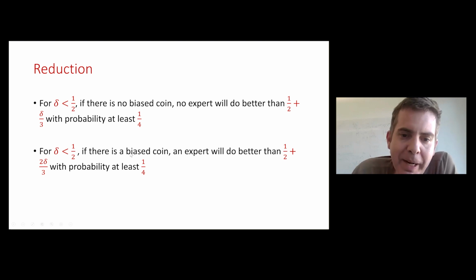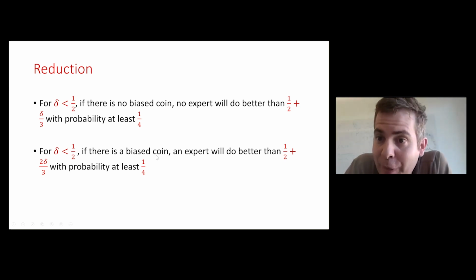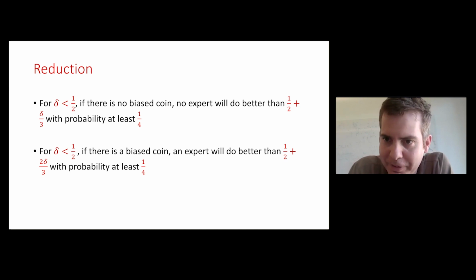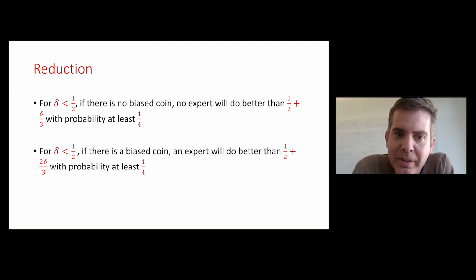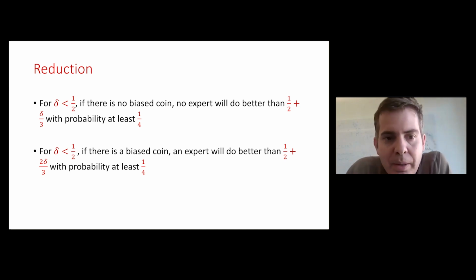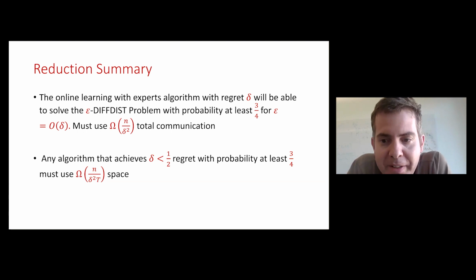In the second case, if there is a biased coin, and your streaming algorithm is finding this best expert, then the best expert is doing pretty well. In expectation, it's correct on a 1/2 plus delta fraction of the days. If you set epsilon to be delta in that communication problem, and again by concentration, it's going to be correct on 1/2 plus 2 delta over 3 of the days. So there's a gap between these two cases of order theta delta, and an algorithm with regret theta delta can distinguish these two cases. So that's the idea behind the reduction.